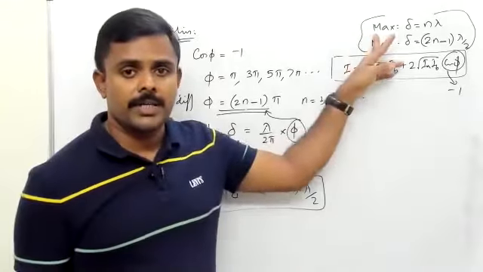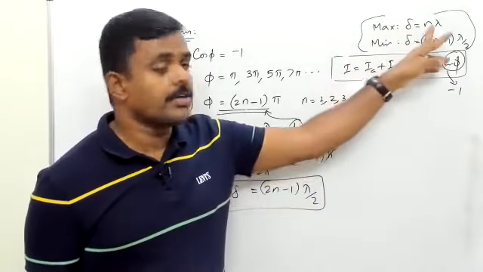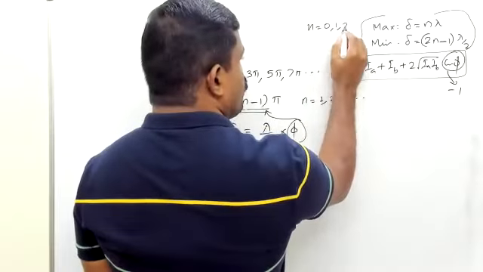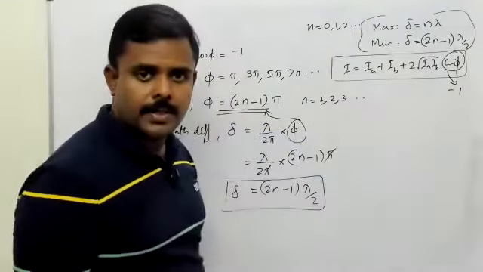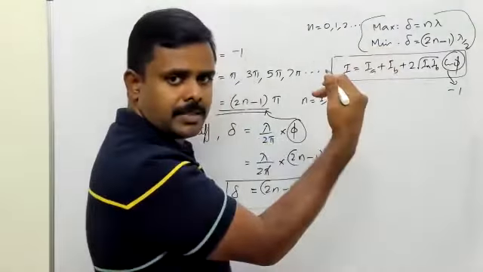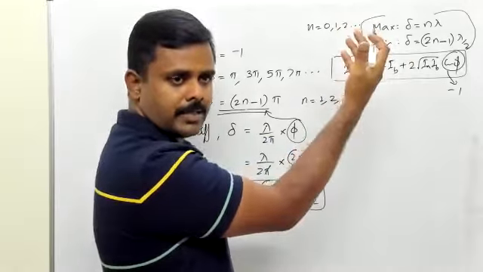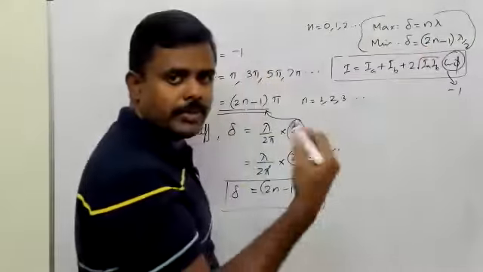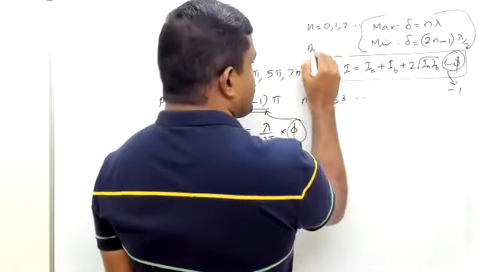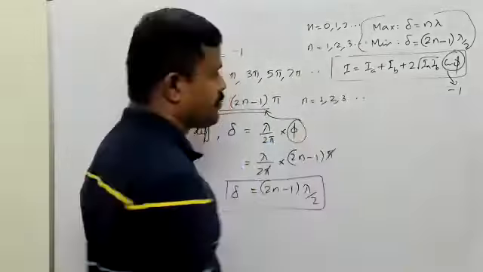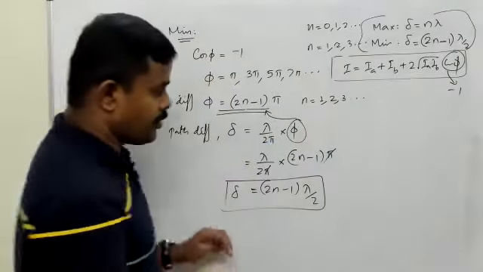The condition for maximum is what? Path difference is equal to n lambda, where n is equal to 0, 1, 2, 3, and so on. The condition for minimum is what? Minimum means dark band. Maximum means bright band. Minimum is delta equal to 2n minus 1 into lambda by 2, and the number should start at 1: 1, 2, 3, and so on. And I told you how to take this.